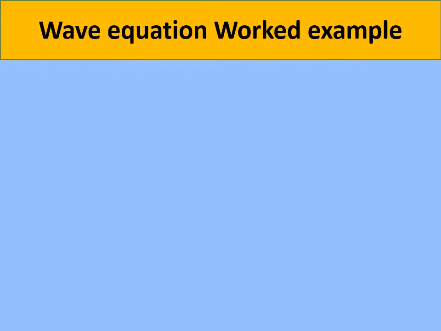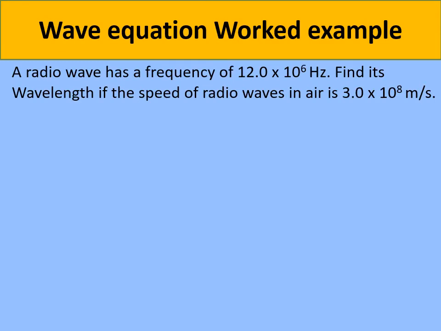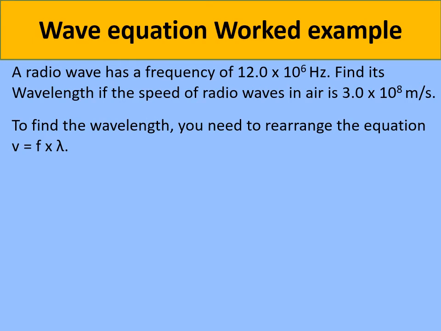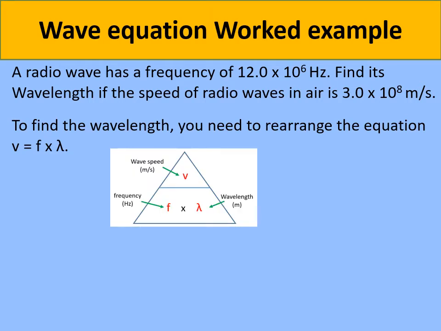So here's an example of a question that you could be asked on the wave equation. It says that a radio wave has a frequency of 12.0 × 10^6 hertz. Find its wavelength if the speed of radio waves in air is 3.0 × 10^8 meters per second. So to find the wavelength, you need to first of all rearrange the wave equation, v = fλ, and use your formula triangle if it helps, and you can see that lambda, the wavelength, is equal to the wave speed divided by the frequency.